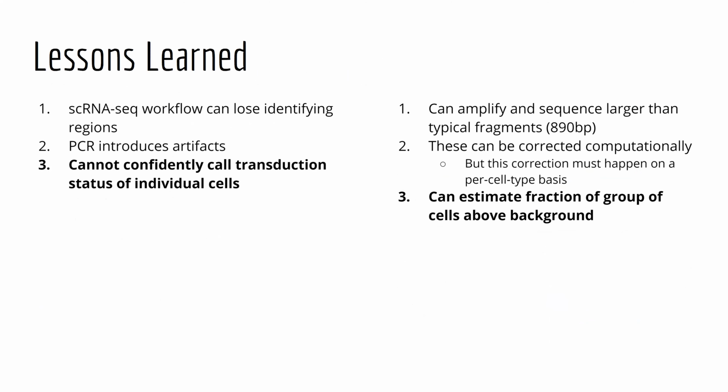So that was great. And our lesson learned here, and I think this is a really important one for droplet-based sequencing in general, is that you cannot confidently call the transduction status, or even, I would say, the gene expression status, in any individual cell. You can't say, I know that this cell has this transcript, because of these noise problems. But what you can do is take a group of cells and estimate what fraction of them are above the background, which is exactly what we need for our viral transduction case.